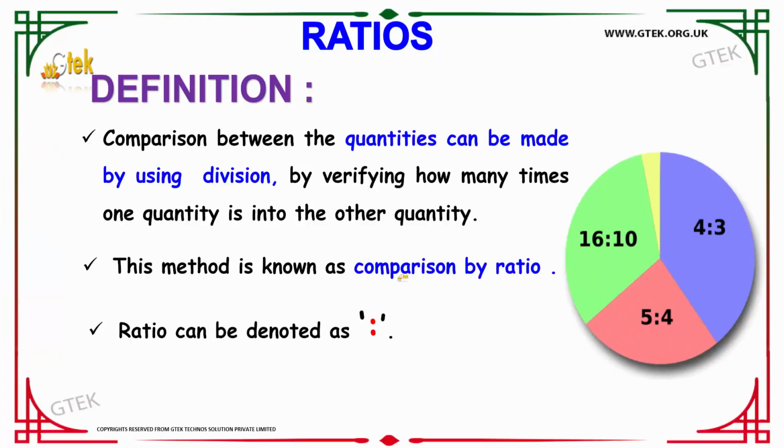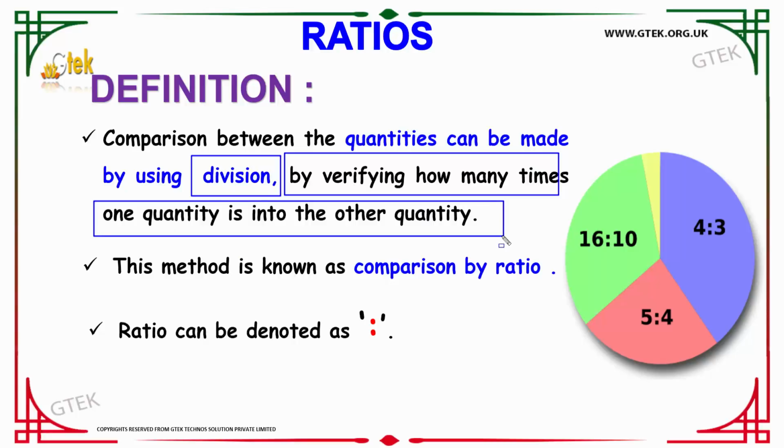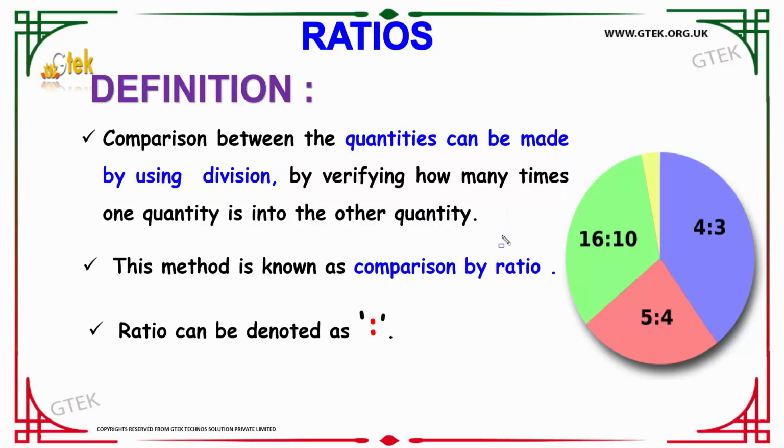If we look at ratios, the definition of a ratio is that it is considered to be the comparison between the quantities that can be made by using division, and also we can say it by verifying how many times one quantity is into the other quantity. This methodology is called comparison of ratio. Ratio can be denoted by a symbol. So this is the ratio. You can find the symbol of ratio in between the two terms.